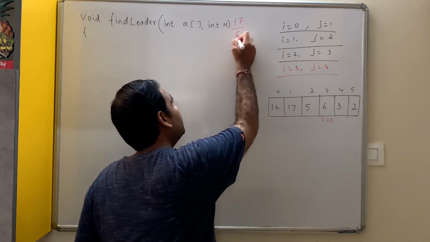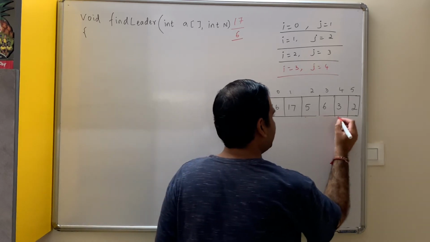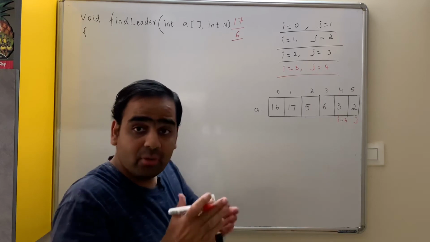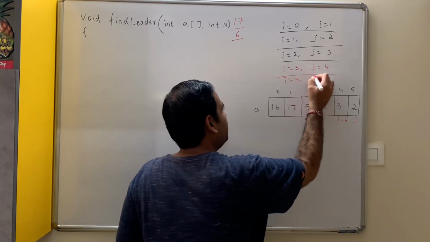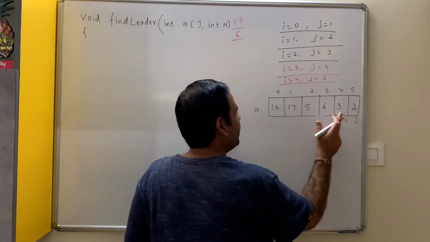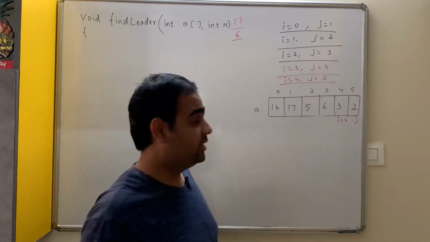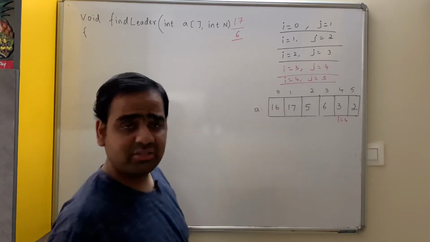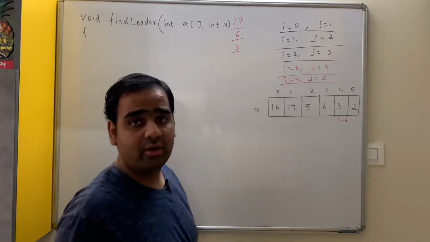Hence we display 6. Next we say i++, the value of i becomes 4, and again the value of j should start from 5, because you want to search on the RHS. Now if i is equal to 4, the value of j starts from 5. Now again you compare: is 3 less than 2? The condition is false. You say j++, is there any element on the RHS? No element on the RHS. Therefore 3 is a leader of the array.